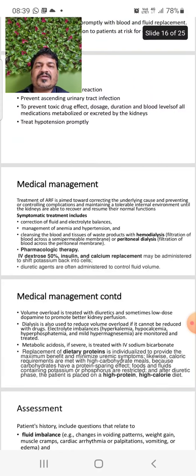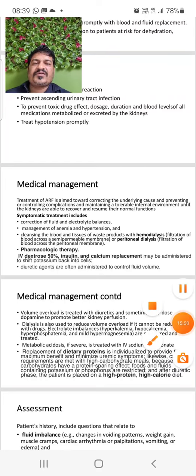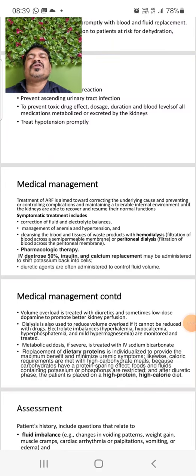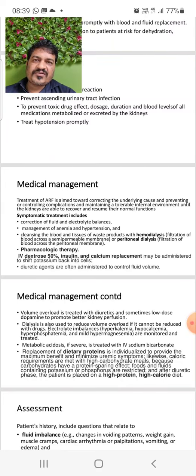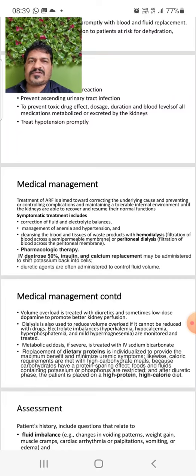What about the medical management? It is very important for a clinician to treat such cases very promptly to reduce further damage, because ATN may lead to CKD, which is not reversible, and the only option for that is dialysis. I am going to tell you later about this treatment.